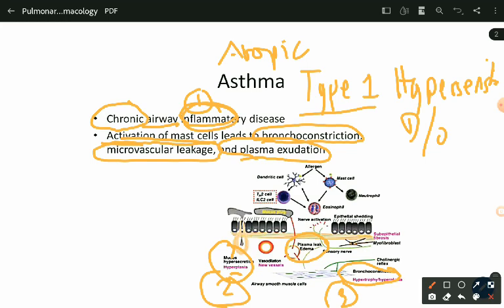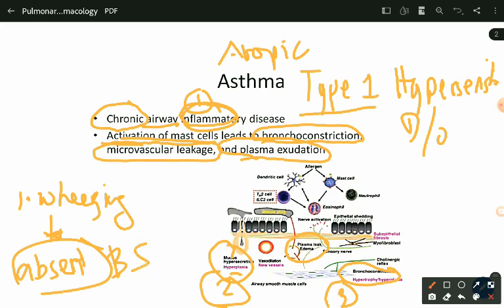Because there is bronchoconstriction, this could lead to airway obstruction, leading to the manifestation of wheezing. And eventually, that wheezing will become absent breath sounds if it is already severe.